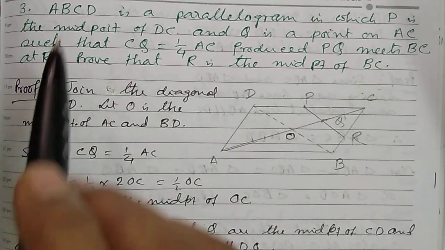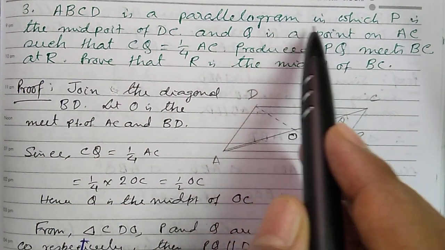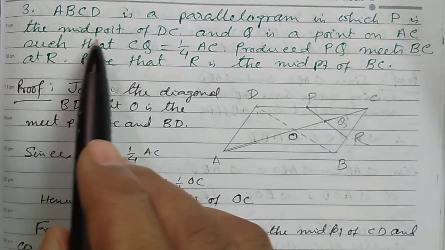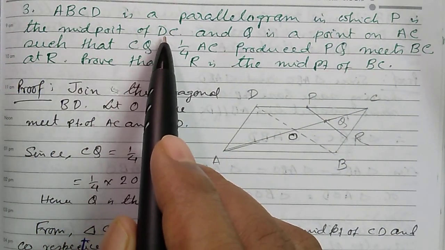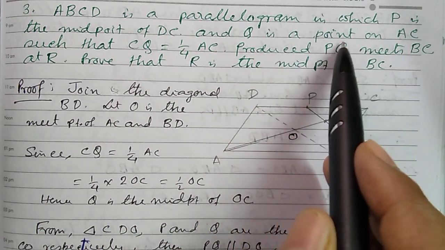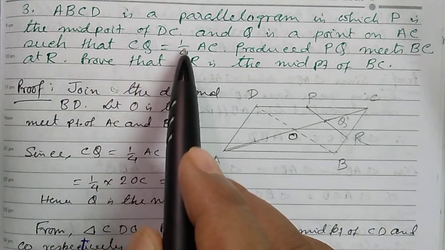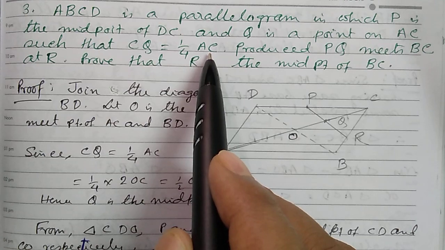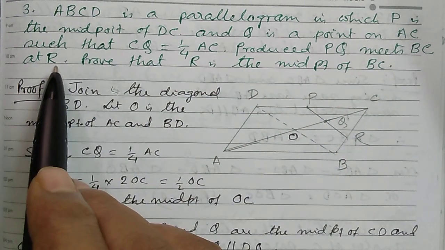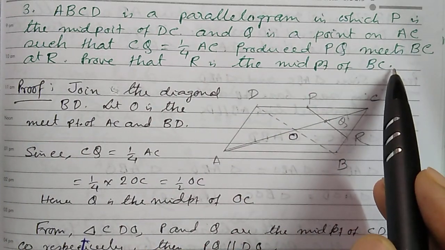Our second problem: ABCD is a parallelogram in which P is the midpoint of DC and Q is a point on AC such that CQ equals 1/4 AC. Produced PQ meets BC at R. Prove that R is the midpoint of BC.